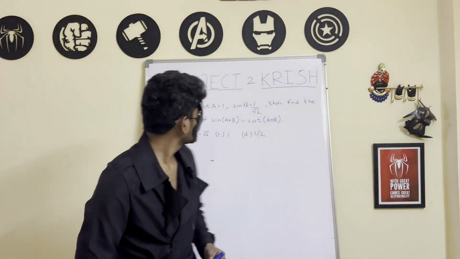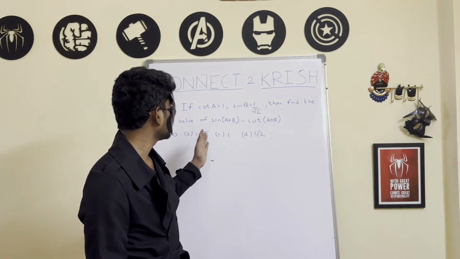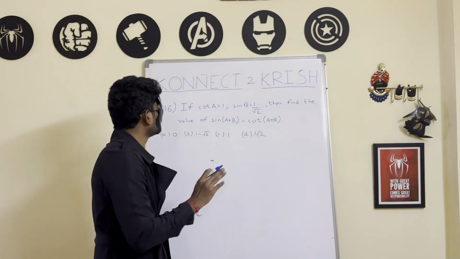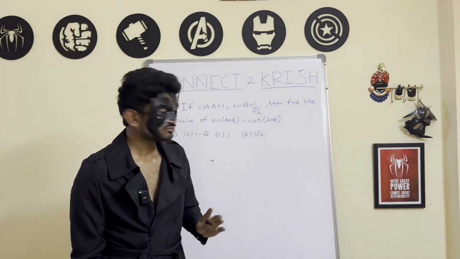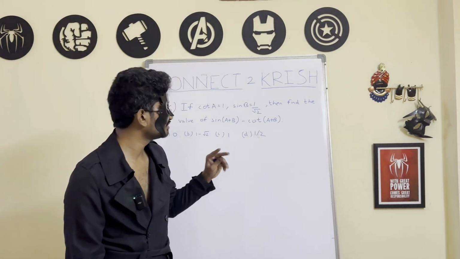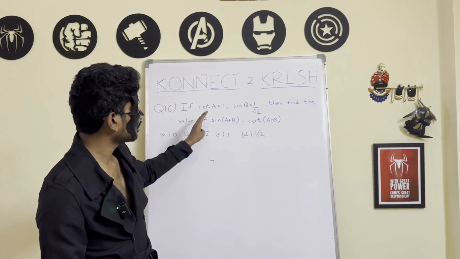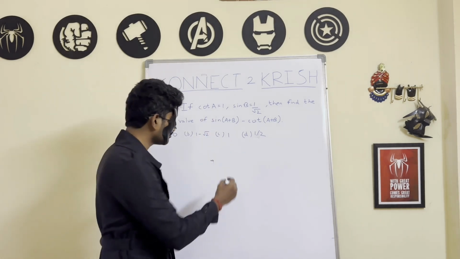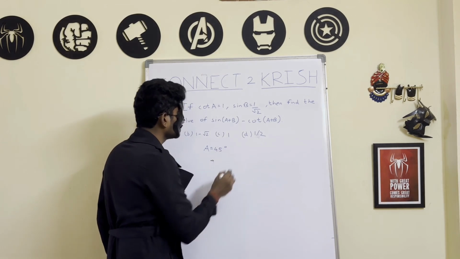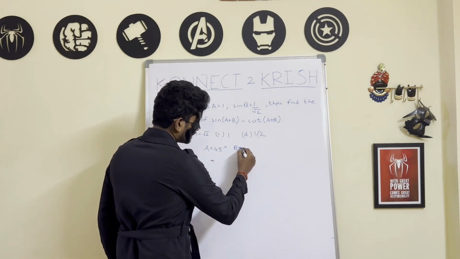So superhumans, next question is, if cot A equal to 1, sin B equal to 1 by root 2, then find the value of sin (A plus B) minus cot (A plus B). In SSC exams, you can assume that both the angles A and B will be in the first quadrant. So cot A is 1 when A is equal to 45 degrees. Sin B is equal to 1 by root 2 when B is equal to 45 degrees.